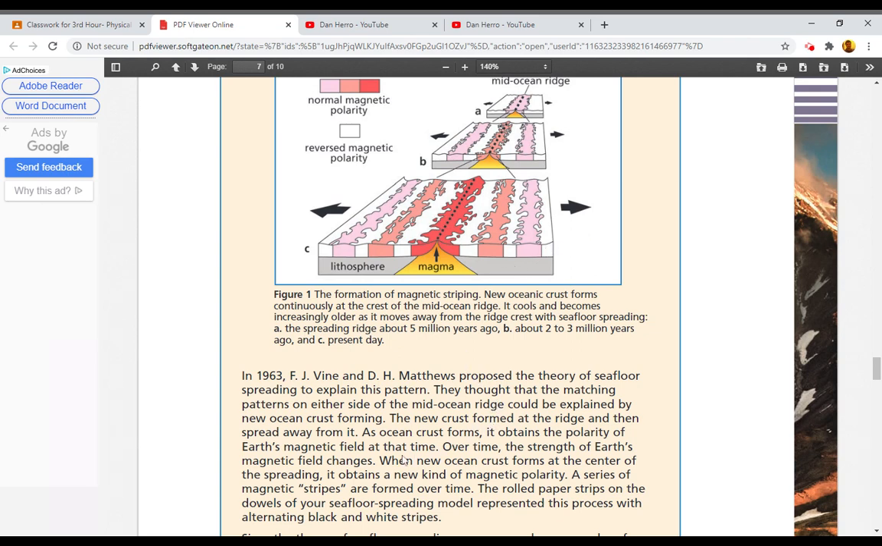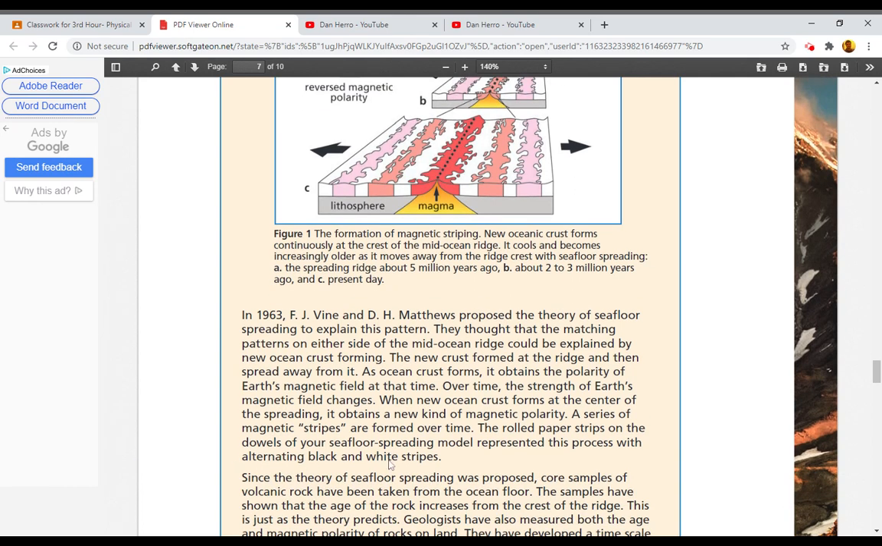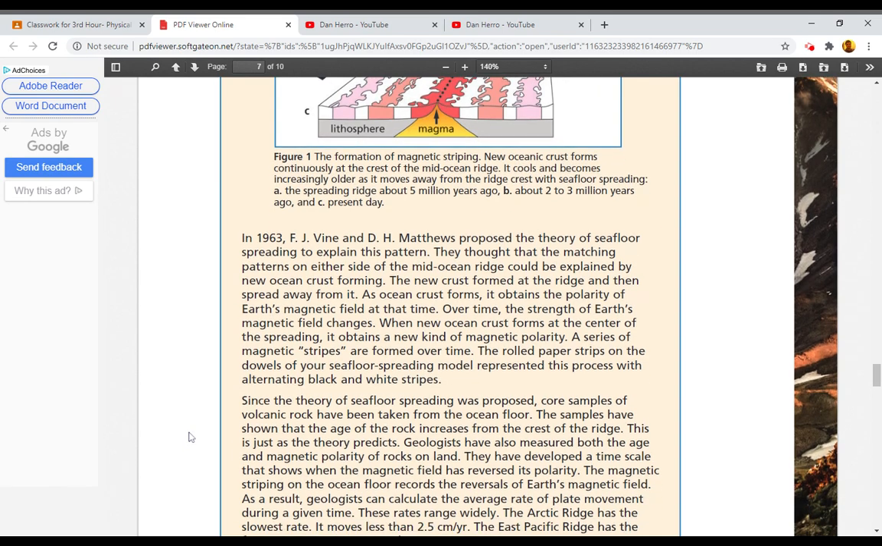So where were we? When new ocean crust forms at the center of the spreading, it obtains a new kind of magnetic polarity. A series of magnetic stripes are formed over time. The rolled paper strips on the dowels of your seafloor spreading model represented this process with alternating black and white stripes. Okay, so whereas these are alternating colors, your model had alternating black and white stripes.